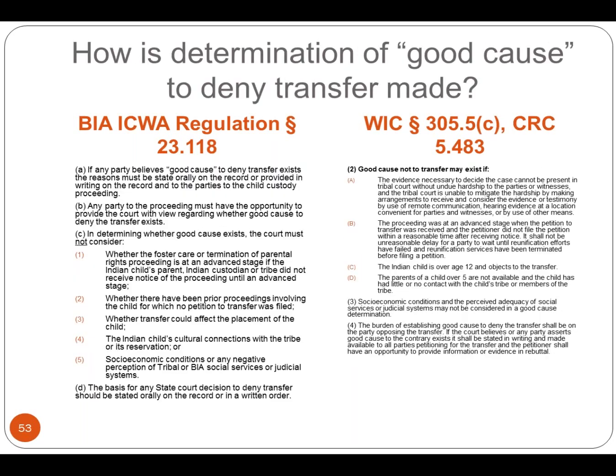Now, what is good cause to deny a transfer? Well, according to the regulations, if any party believes good cause to deny the transfer exists, the party must state that reason or reasons orally on the record or provide them in writing to the other parties to the proceeding. Any party to the proceeding must have an opportunity to provide the court with their point of view regarding whether or not good cause exists to deny the transfer.